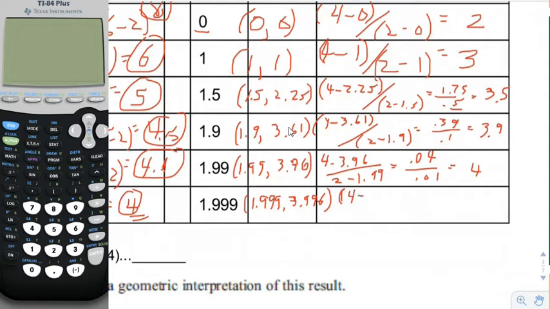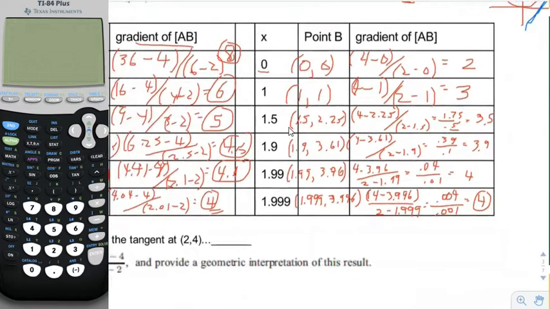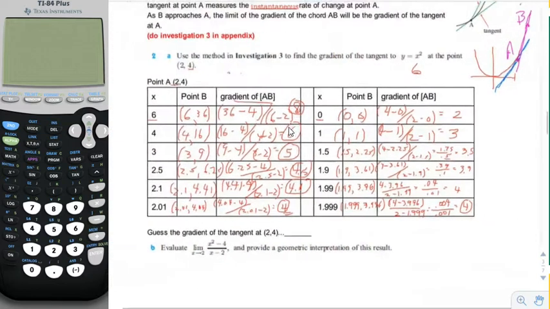4 minus 3.996 in the numerator, and the denominator 2 minus 1.999, which in the denominator is going to be 0.001. In the numerator, it's going to be 4 minus 3.996, which is 0.004. 4 again, okay?